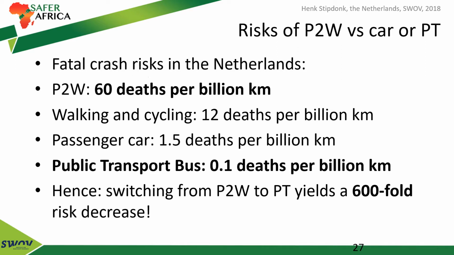So when you look at the difference between the risk for power two-wheelers, 60, and public transport, 0.1, this yields a difference of a factor of 600, which suggests that if you succeed in transferring your traffic system from a power two-wheeler driven system to a public transport system, you would gain a factor of 600 in road safety.